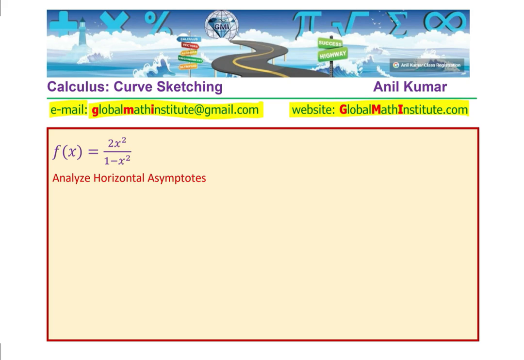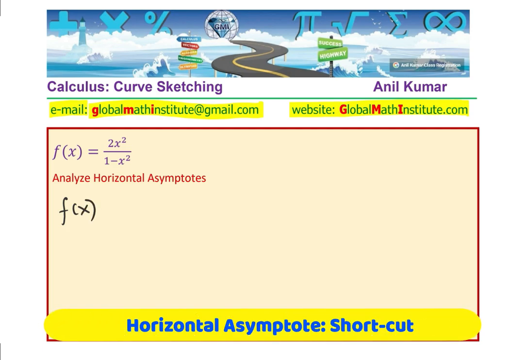Now let's continue with horizontal asymptote. So far we figured out the intercepts, domain, and the behavior near the vertical asymptotes. Now, sometimes you might struggle to find the horizontal asymptotes. In this case, we do see that the degree of numerator and denominator is the same.